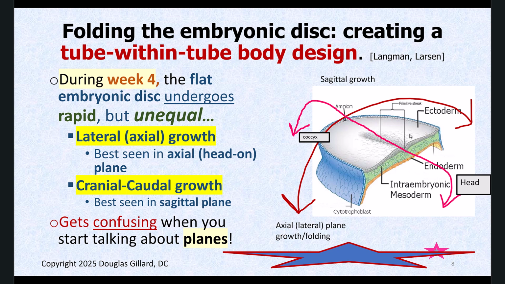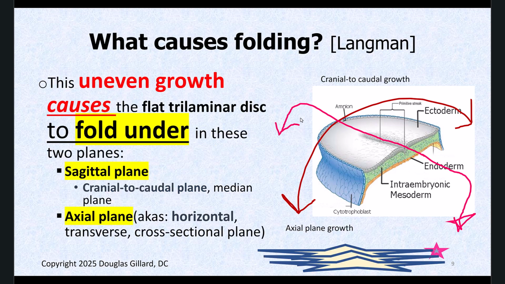And then, probably more importantly, we get this folding of this side and this side. They fold under like these arrows show. That's best seen in this axial plane, so that can be called axial folding or lateral folding, transverse folding, cross-sectional folding, any one of those AKAs, but lateral folding is typically the big thing.